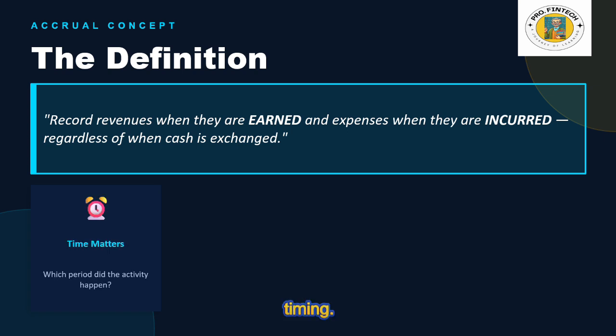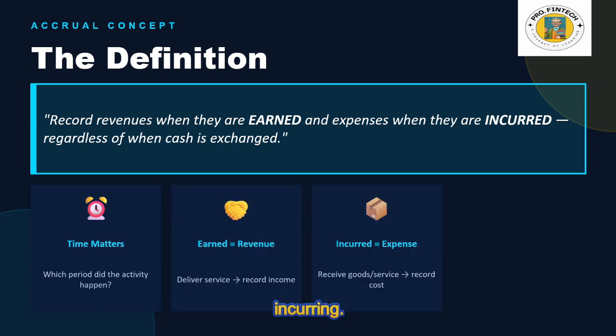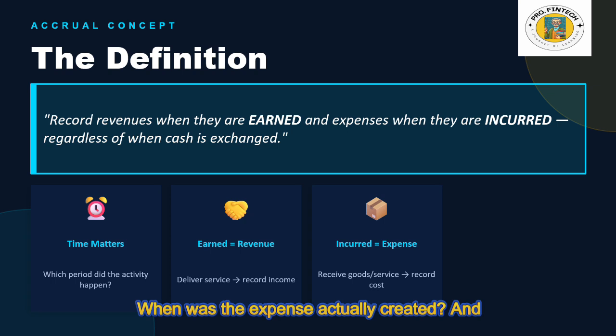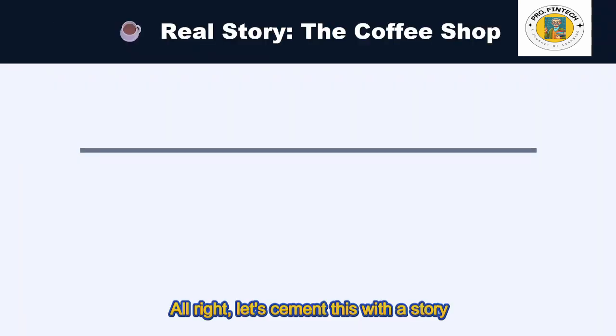Four pillars hold this whole concept up. First, timing. Which time period did this actually happen in? Second, earning. When was revenue actually generated? Third, incurring. When was the expense actually created? And the fourth, compliance. This is the gold standard required by GAAP and IFRS, the two main accounting frameworks used around the world.